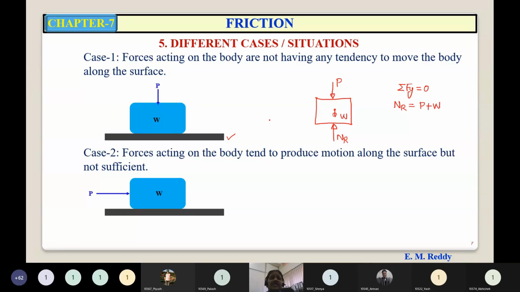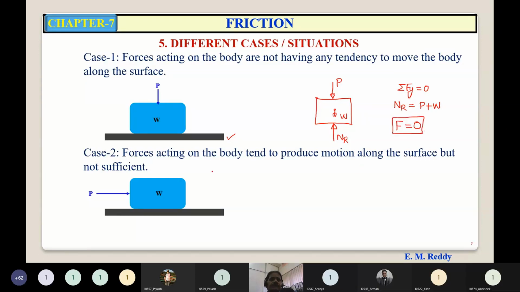Now, is there any friction between the body and the surface? Because along the surface, the body is not having any tendency to move. Hence, the friction force between the body and the surface is 0.